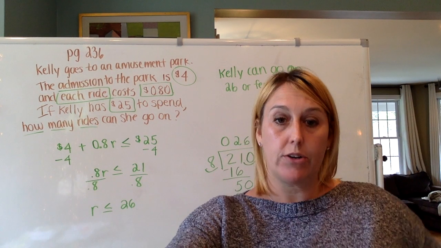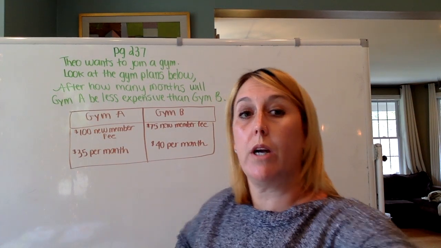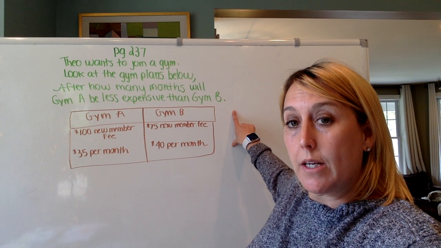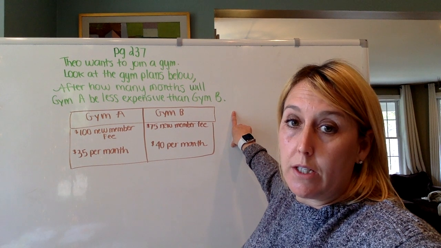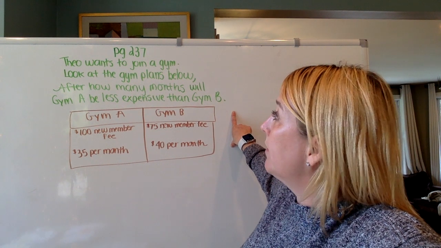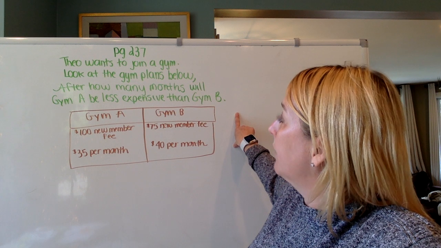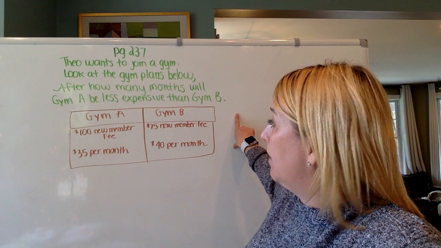All right, now you're going to try it on your own. All right, so here we are on page 237. This type of algebraic inequality word problem involves a table with information that you need to solve the problem. So Theo wants to join a gym. Look at the gym plans below. After how many months will gym A be less expensive than gym B?